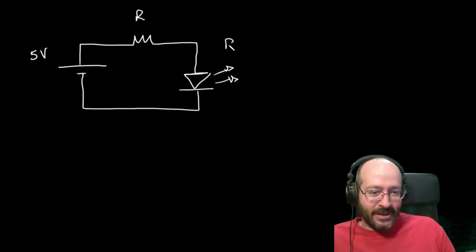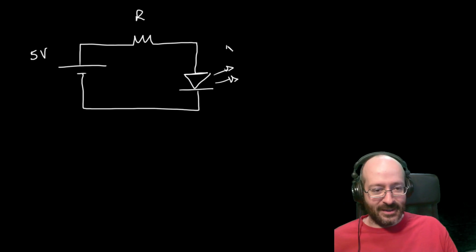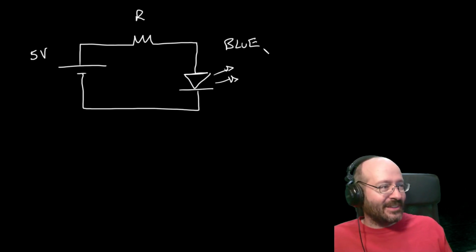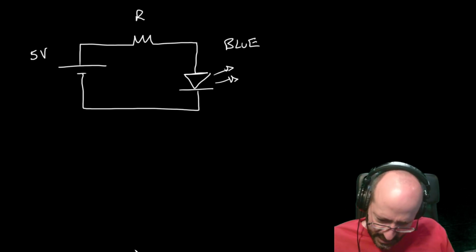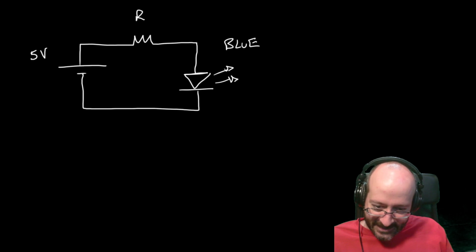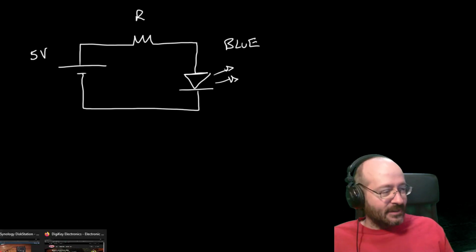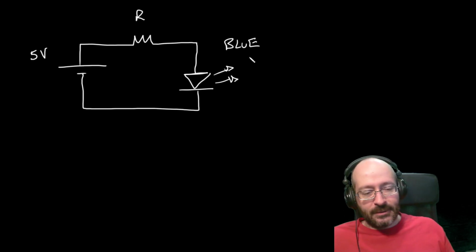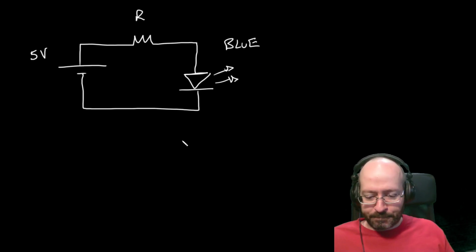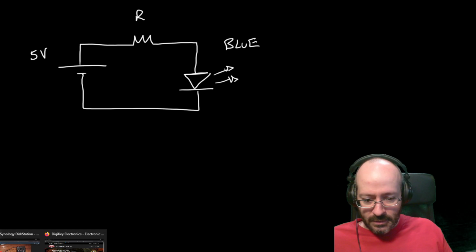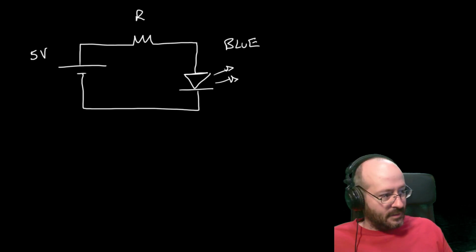So let's make this a blue LED. Okay, so if I was building this circuit and I wanted to figure out what's going on, I would say, I need a blue LED, and I need to know its forward bias voltage.